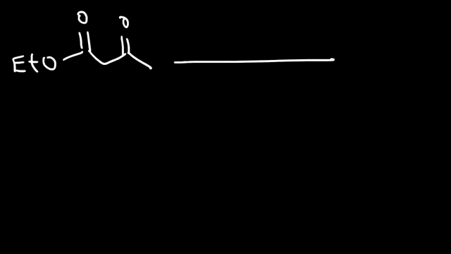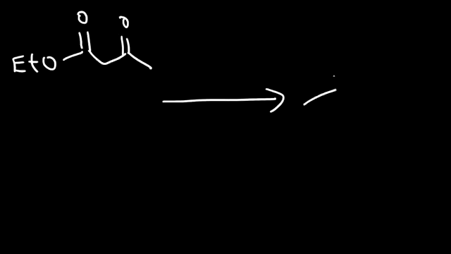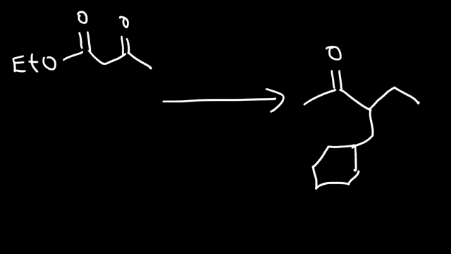Now sometimes you may need to determine the reagents that are needed to produce a certain type of ketone. So in this example, what reagents do we need in order to make a ketone that looks like this? So go ahead and pause the video. Determine the reagents that we need in order to make that particular ketone.